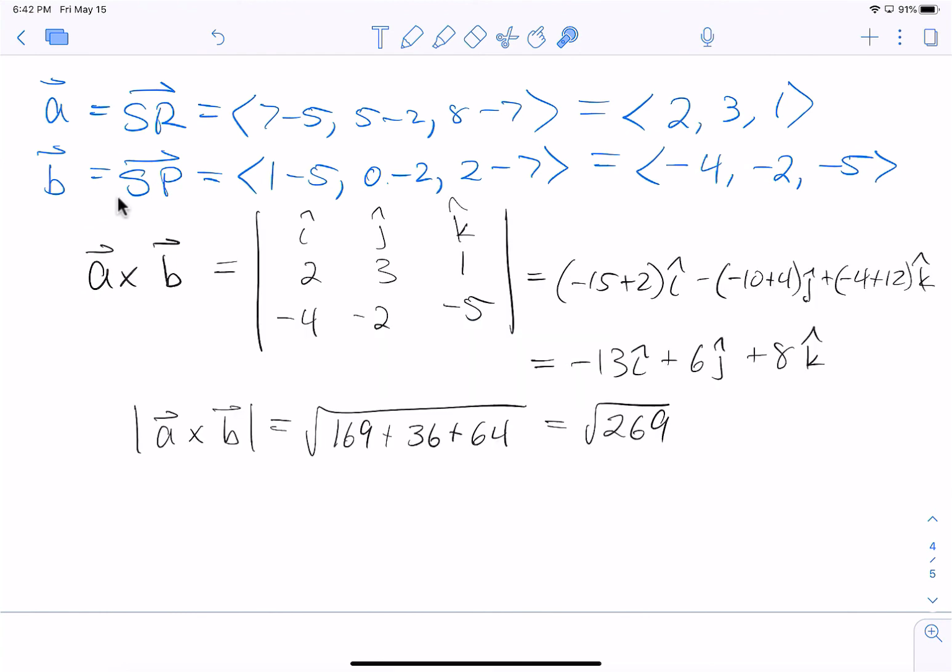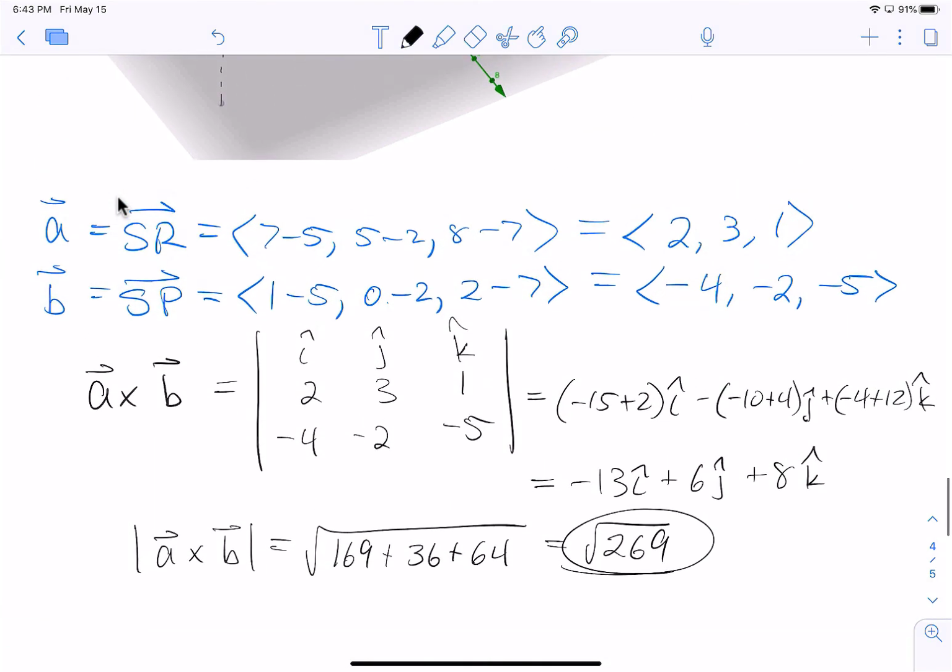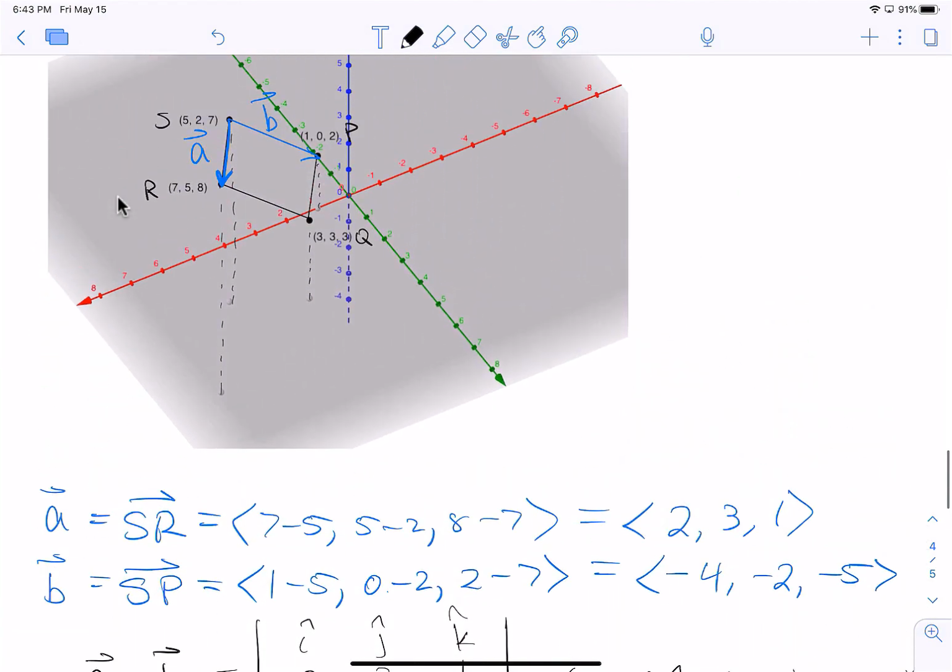For the cross product, we got (15 plus 2)i minus (10 plus 4)j plus (-4 plus 12)k. So -13i plus 6j plus 8k. The magnitude squares those numbers and adds them together. We get a result of 269 in a square root. So the square root of 269 is the area of this parallelogram.